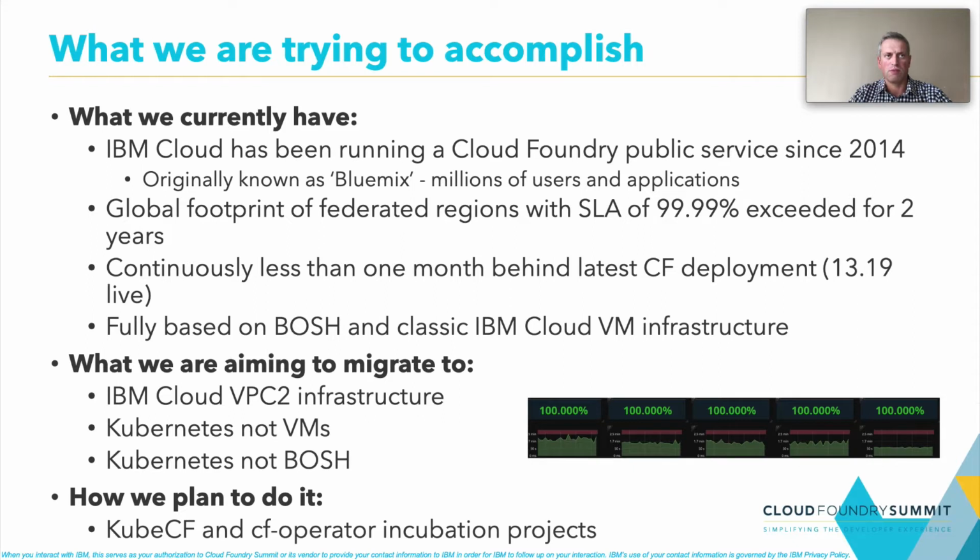These existing systems are fully based on BOSH, and they use the IBM Cloud Classic virtual machine layer for the infrastructure underneath that. Now we're trying to migrate all of that to IBM Cloud's VPC infrastructure, the new capabilities that we have in IBM Cloud there, and that means a completely new infrastructure layer. And then we're trying to replace virtual machines with Kubernetes, and replace BOSH with Kubernetes. So a lot to do, and we're going to do this with KubeCF and CF operator, and I'm going to talk to you about how.